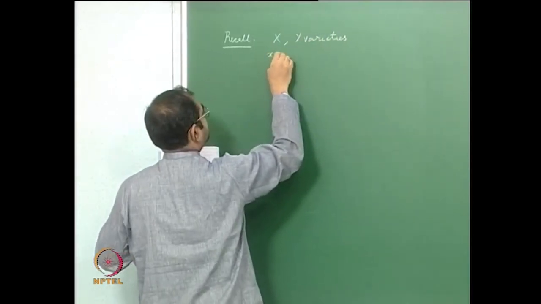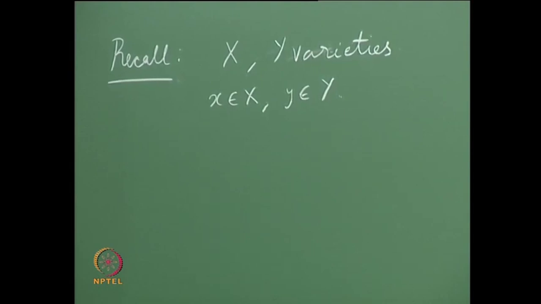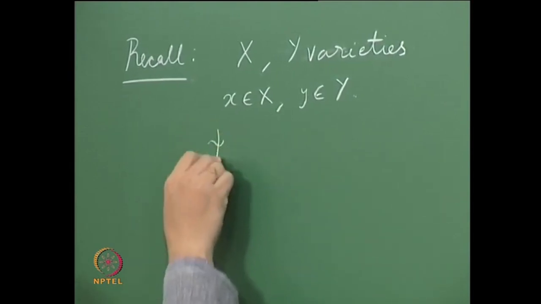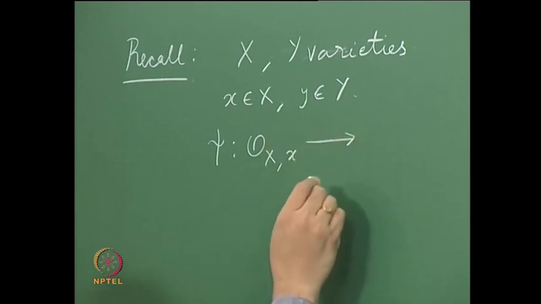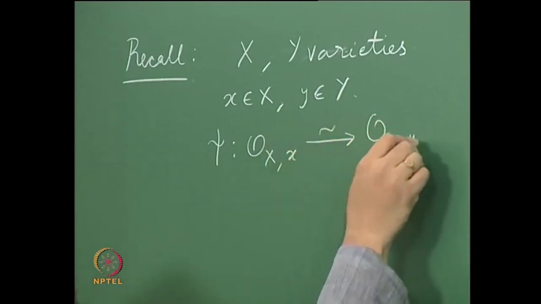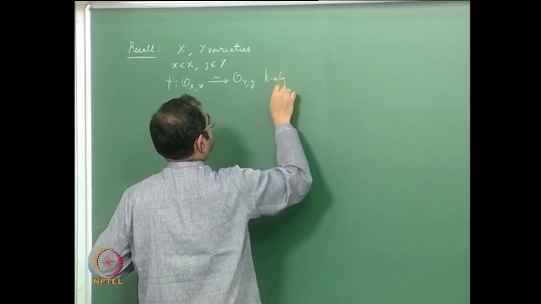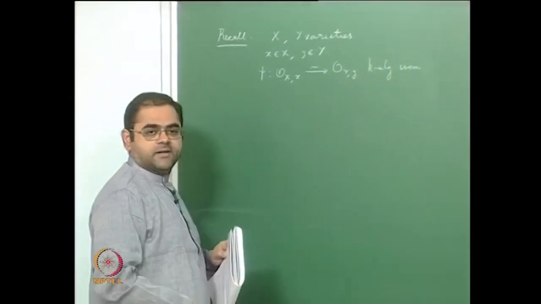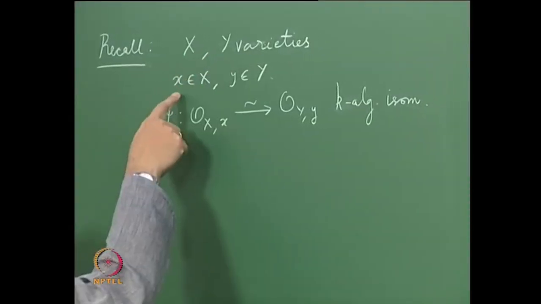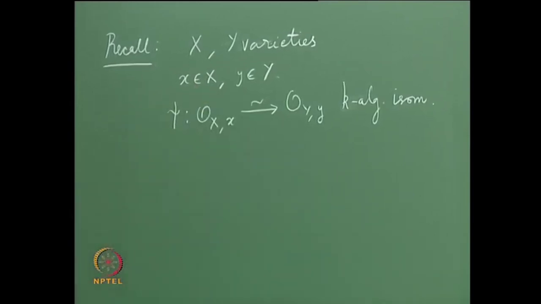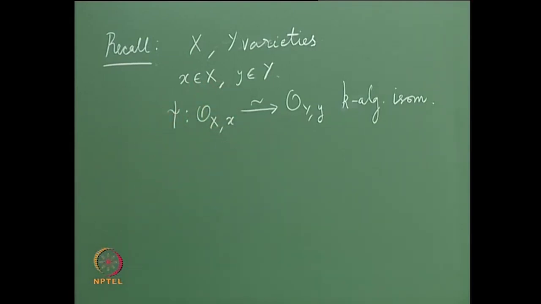and you had small x in capital X, small y in capital Y, and you had psi from the local ring of capital X at small x to the local ring of capital Y at small y. You had an isomorphism, a K-algebra isomorphism. Then we wanted to show that if you have two varieties and there are points where the local rings are isomorphic, there are open neighborhoods surrounding those points which are actually isomorphic as varieties.